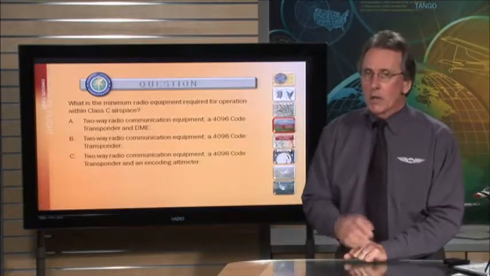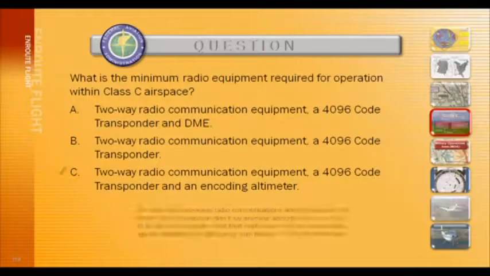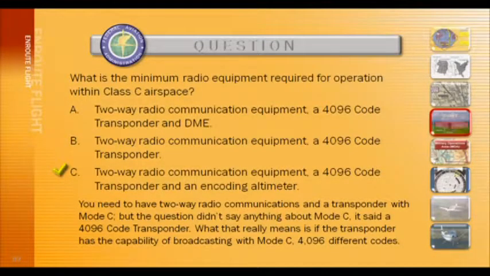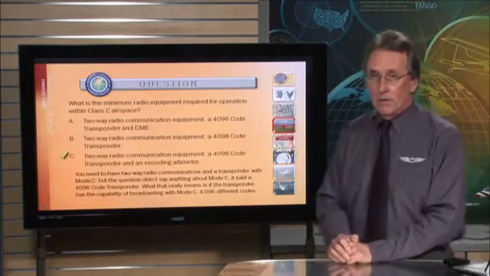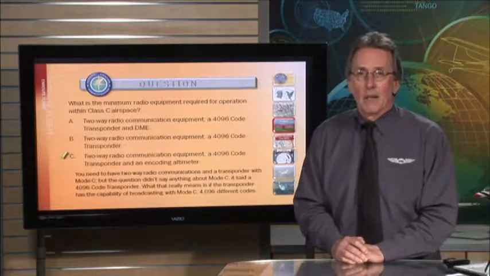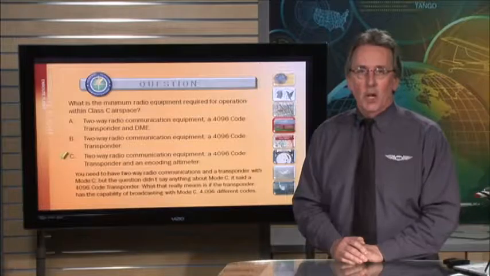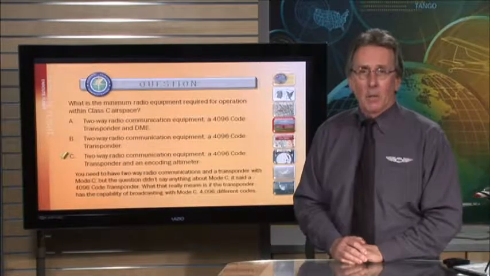Okay, from your discussions in the classroom, we hope you get this one. The correct answer is C. You need to have two-way radio communications and a transponder with mode C. But the question didn't say anything about mode C. It said a 4096 code transponder. What that really means is if the transponder has the capability of broadcasting with mode C, 4,096 different codes. Wow, that was a tough one. Hope you got it. All right, let's return to Josh with more information on airspace.